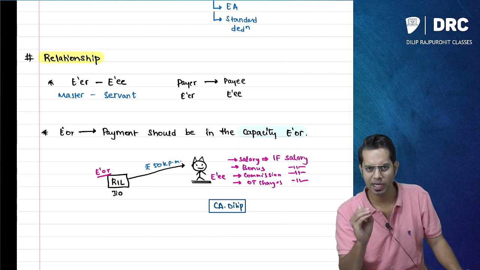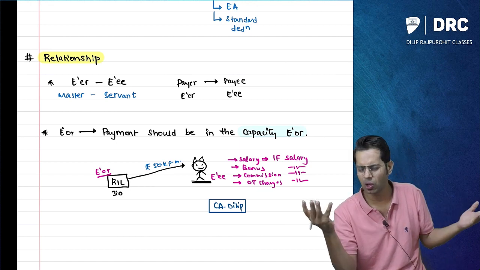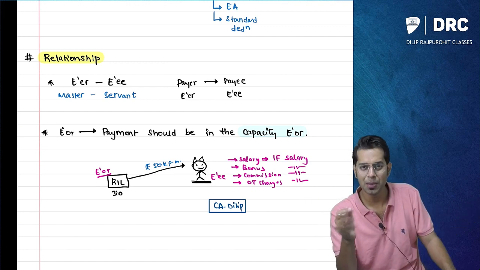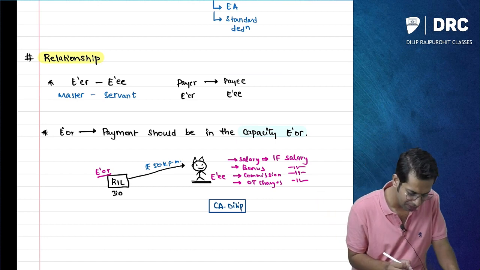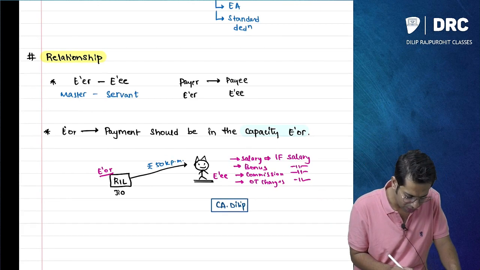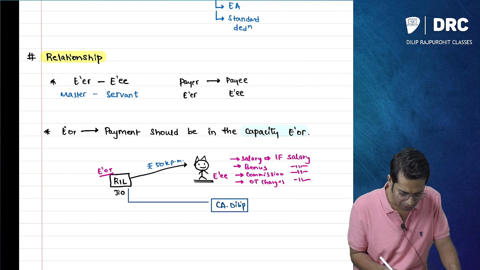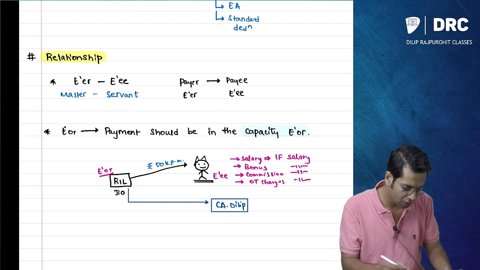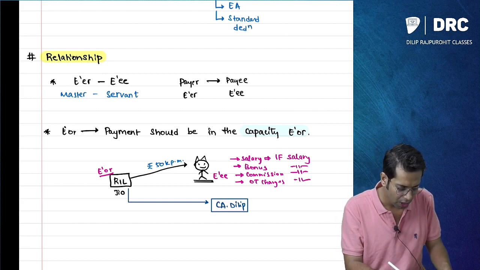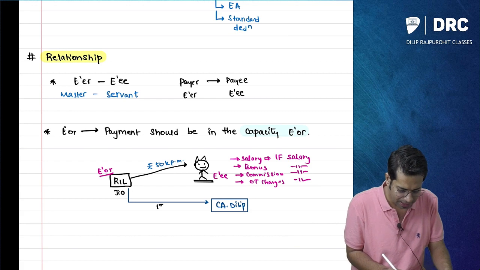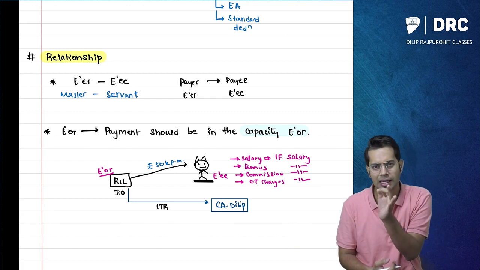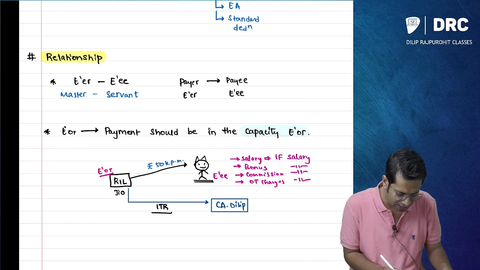Now because I am a chartered accountant, see, Reliance Industries has thousands of employees, but because I am a chartered accountant, Reliance Industry told me, Dilip, because you are a chartered accountant, do one thing. What should I do? You also file my income tax return. They have asked me to file their income tax return.